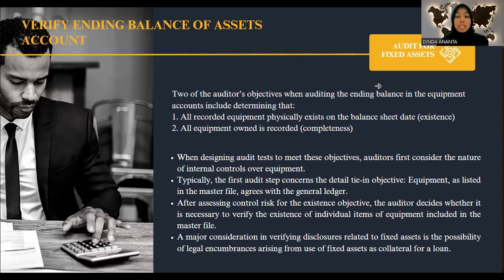So when designing audit tasks to meet this objective, the auditor first considers the nature of the internal controls over the equipment. Then typically the first audit step concerns the detail tie-in objective: equipment as listed in the master file agrees with the general ledger. After assessing control risks for the existence objective, the auditor decides whether it is necessary to verify the existence of individual items of equipment included in the master file.